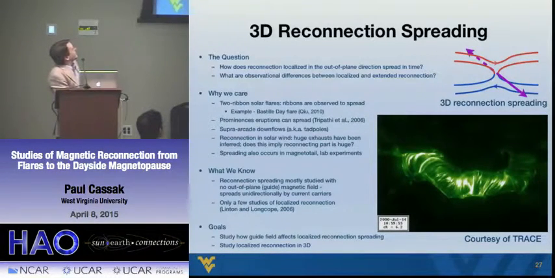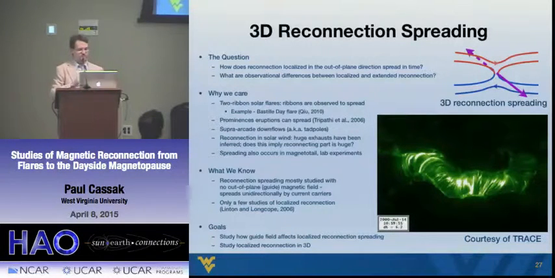Turns out prominence eruptions also see this. It doesn't start everywhere at once; it starts in one place and kind of grows. There's an application to what are called supra-arcade downflows, which I probably won't get too much time to talk about. And then it also occurs in the solar wind.